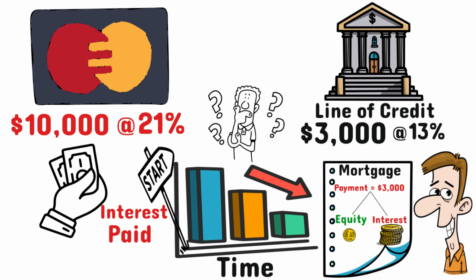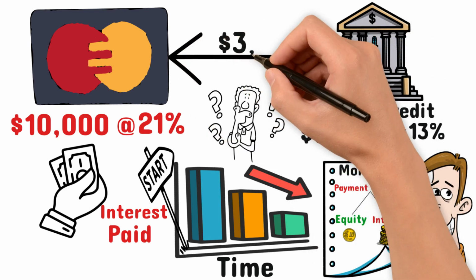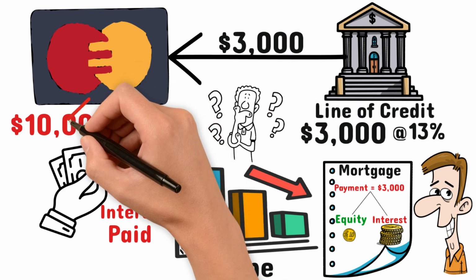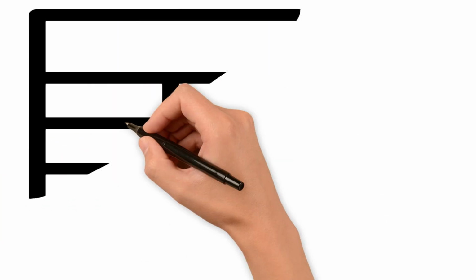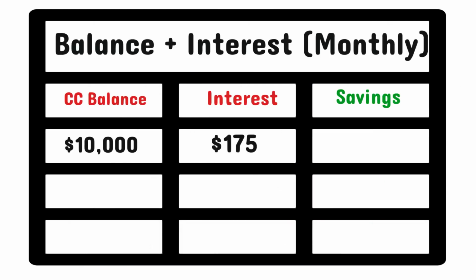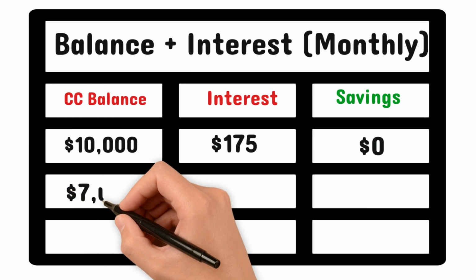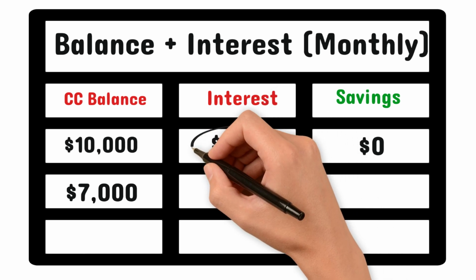Since Phil now has access to $3,000 from his personal line of credit, he can take this $3,000 and make a lump sum payment onto his credit card, which now will bring his balance down to $7,000 on his credit card. So now, instead of Phil having to pay interest on a $10,000 balance, Phil will now pay interest on a balance of $7,000. At his interest rate of 21%, this has now brought his monthly interest payment down from $175 to $122.50.